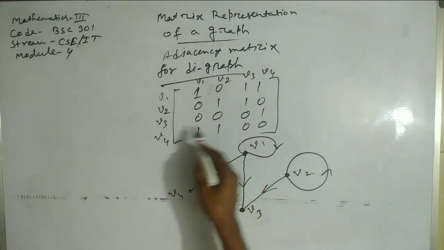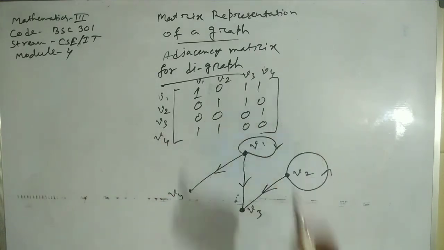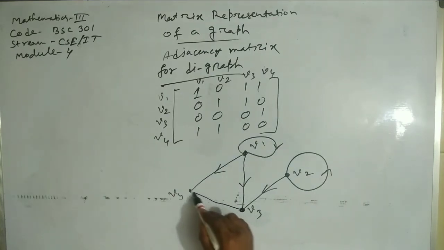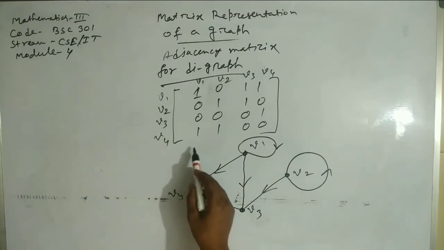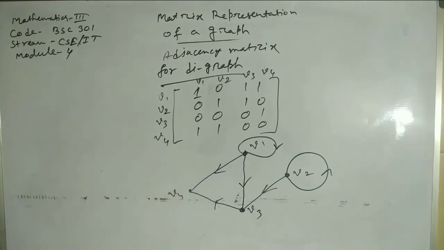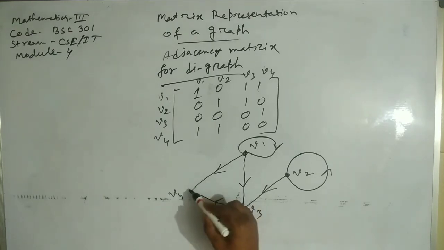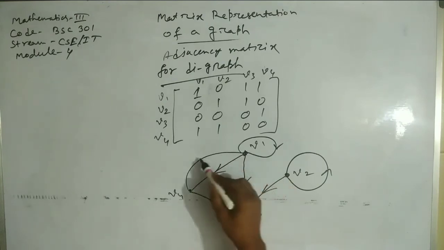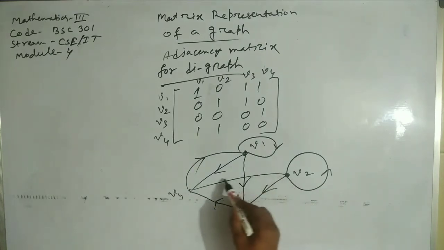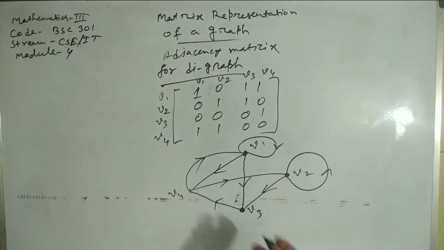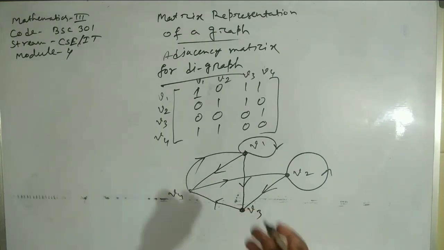Now for the third row, there will be an edge from V3 to V4. Okay, and for the fourth row, there will be an edge from V4 to V1 and V4 to V2. V4 to V1, that is, there will be a parallel edge, and V4 to V2. So this is our required digraph for the given adjacency matrix.